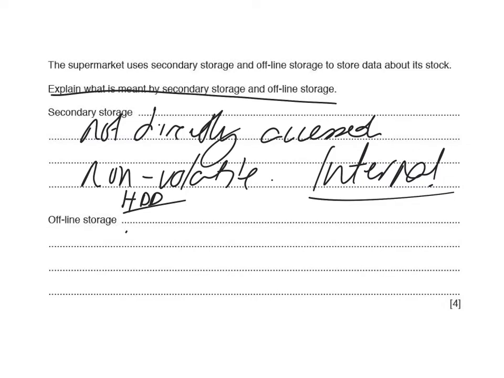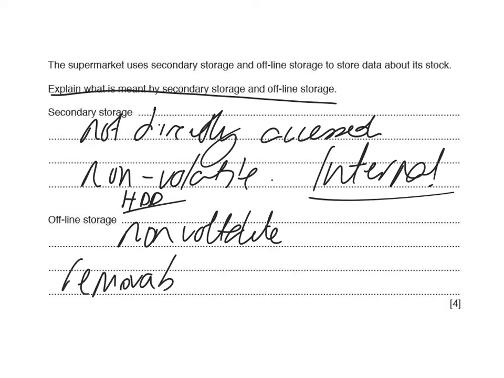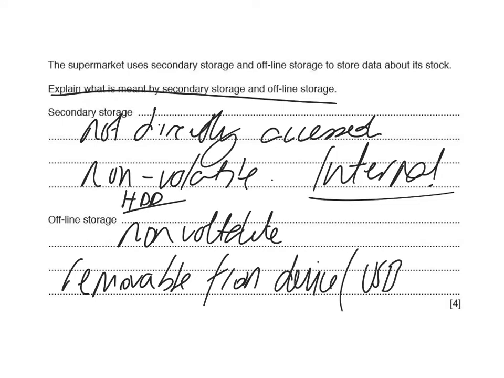Offline storage, also non-volatile. It's removable from the device that it's in. So good examples: USB flash drive or an external hard drive. Or any other examples that are correct.